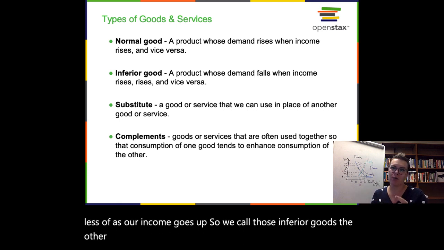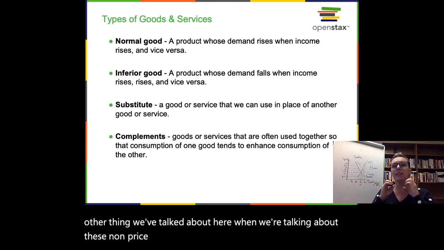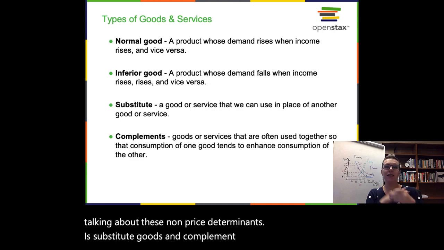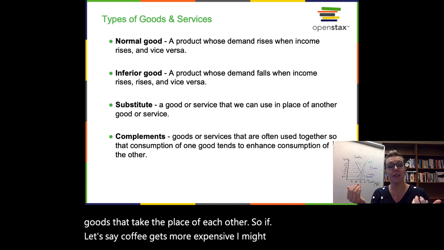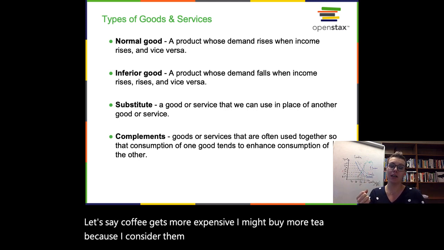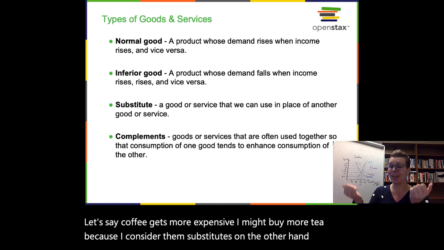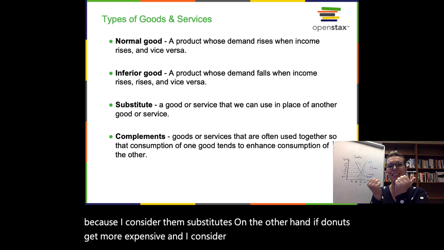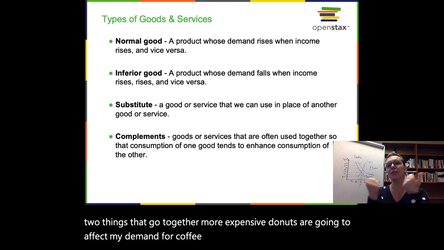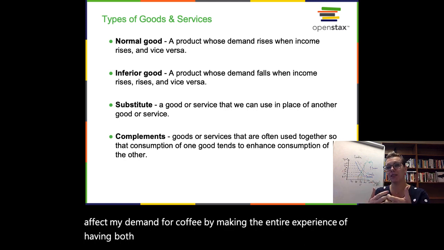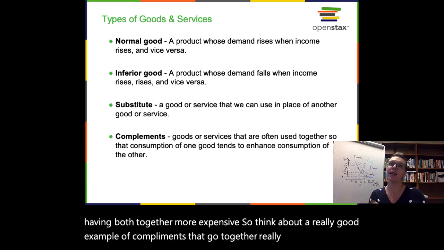The other thing we've talked about here when we're talking about these non-price determinants is substitute goods and complement goods. Substitute goods are goods that take the place of each other. So if, let's say, coffee gets more expensive, I might buy more tea because I consider them substitutes. On the other hand, if donuts get more expensive and I consider those complements to coffee, two things that go together, more expensive donuts are going to affect my demand for coffee by making the entire experience of having both together more expensive.